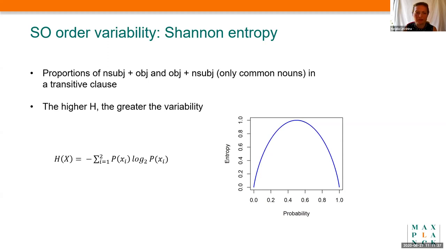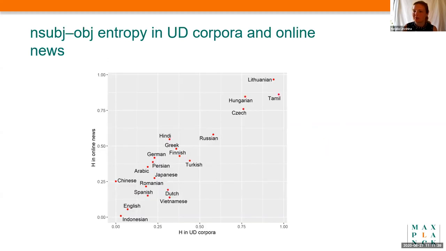Now, I was also interested in comparing different registers and text types. And here I did a kind of sanity check. I took entropy in the UD corpora, which should be correctly annotated. And I also computed entropy based on the corpora of online news, which are very messy, and the parsers don't always perform very well.